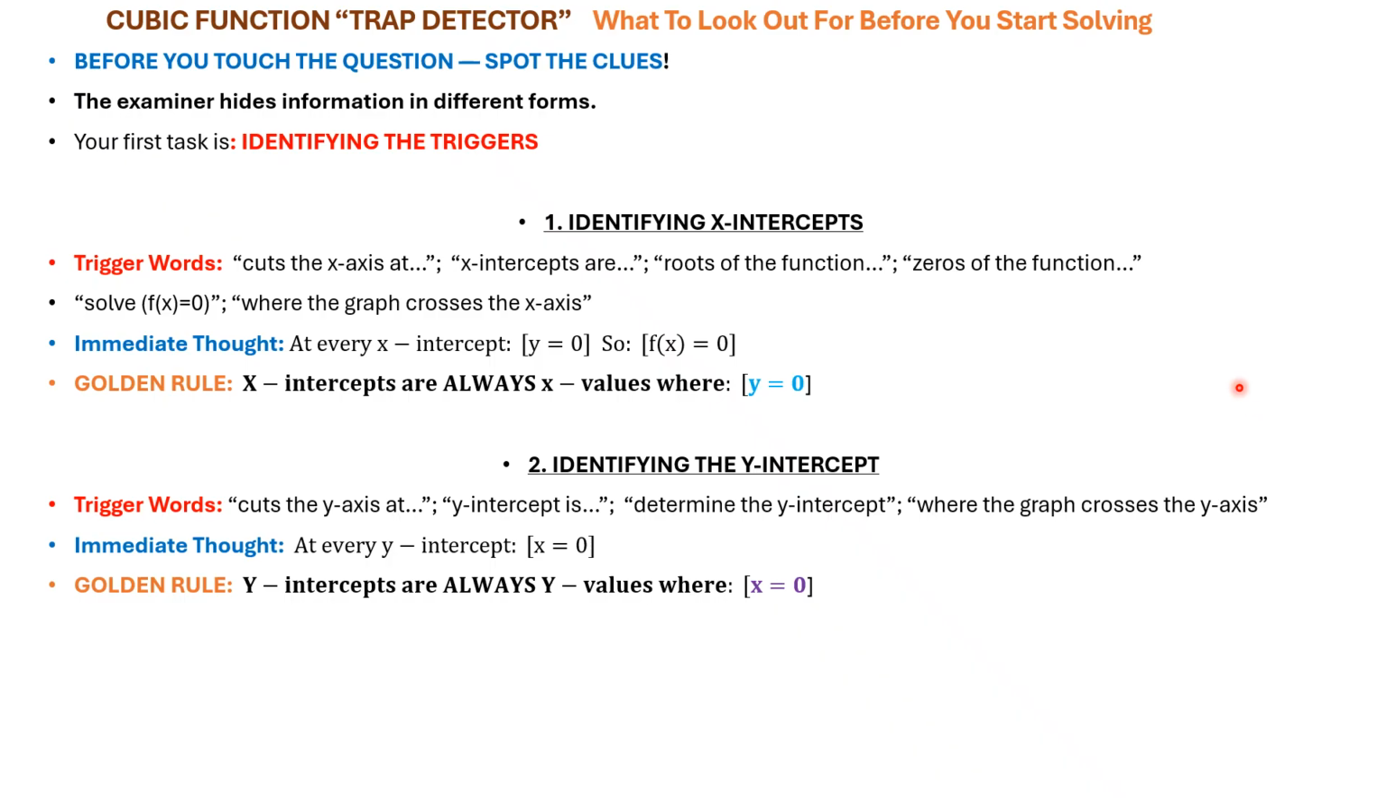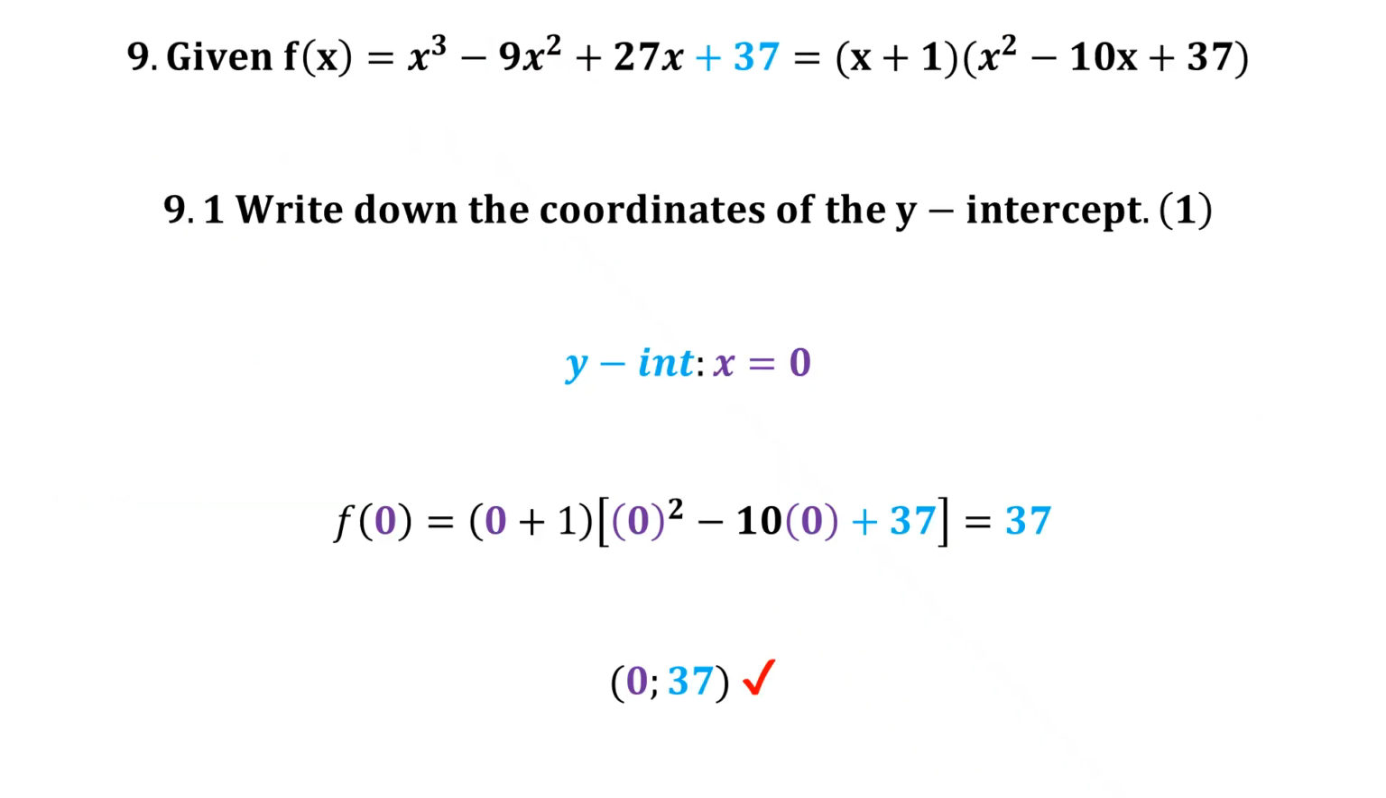Right, so let's look at problem number 9 for 1 mark. Given f of x equals x cubed minus 9x squared plus 20x plus 27x plus 37, equals x plus 1 times x squared minus 10x plus 37. 9.1, write down the coordinates of the y-intercept for 1 mark.